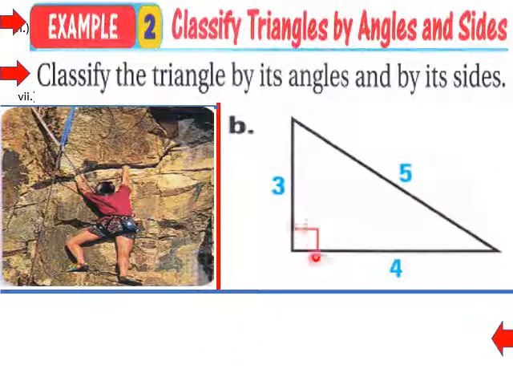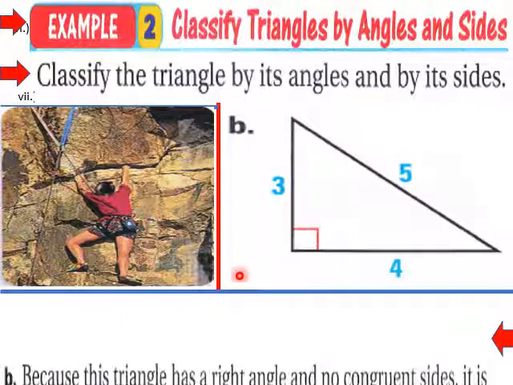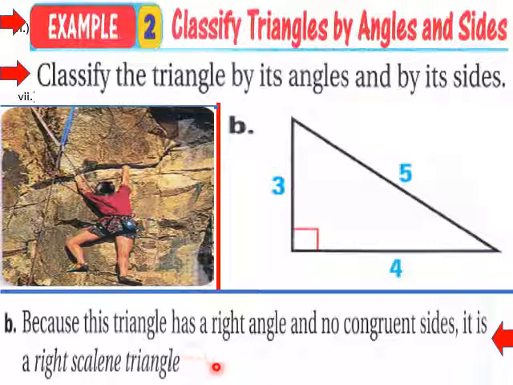And then B, we have one right angle, and then we have a 3, 4, 5 right triangle here. It has one right angle, no congruent sides. It is a right scalene, so technically that'd be a scalene triangle. But since it's a right scalene, it's kind of special.